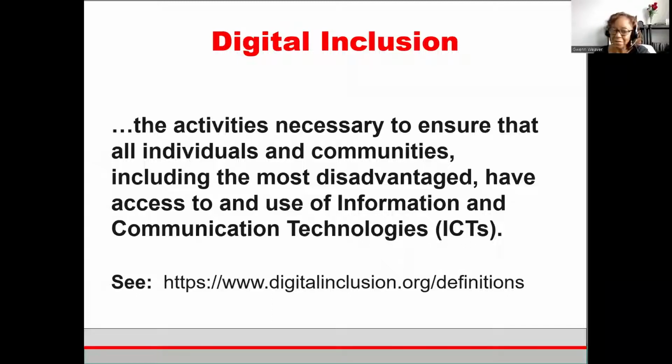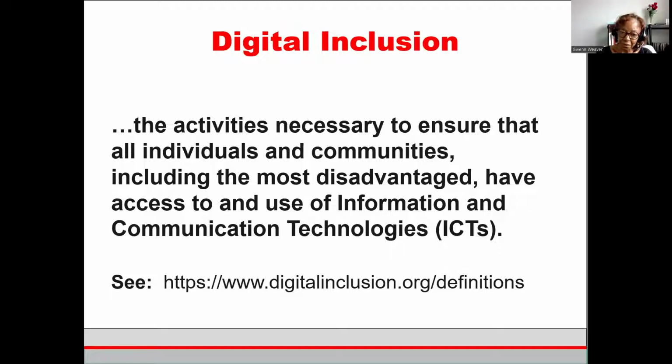So I'm going to start with some definitional pieces. Digital inclusion, and again, many of you may have heard the term, a lot of you probably haven't, but digital inclusion are the activities that are necessary to ensure that everybody actually has access to and is able to use information and communication technology.